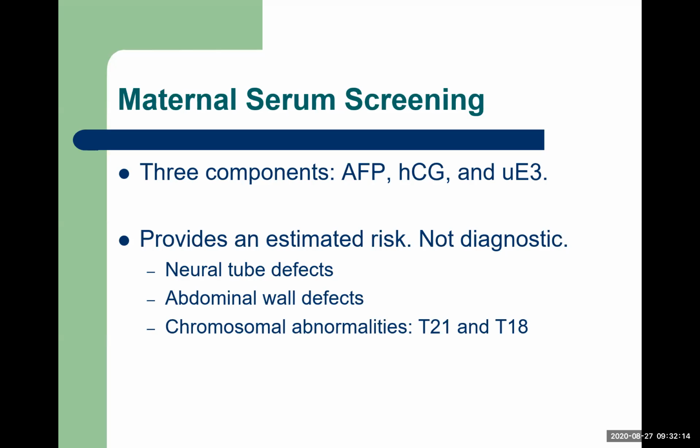So it screens for neural tube defects, and this would present in the screening test as a very elevated AFP or a very high MoM. It can also point to an abdominal wall defect, because again, it's also a defect where contents are exposed, so AFP will also be elevated. And then the other thing that it screens for are T21 and T18.